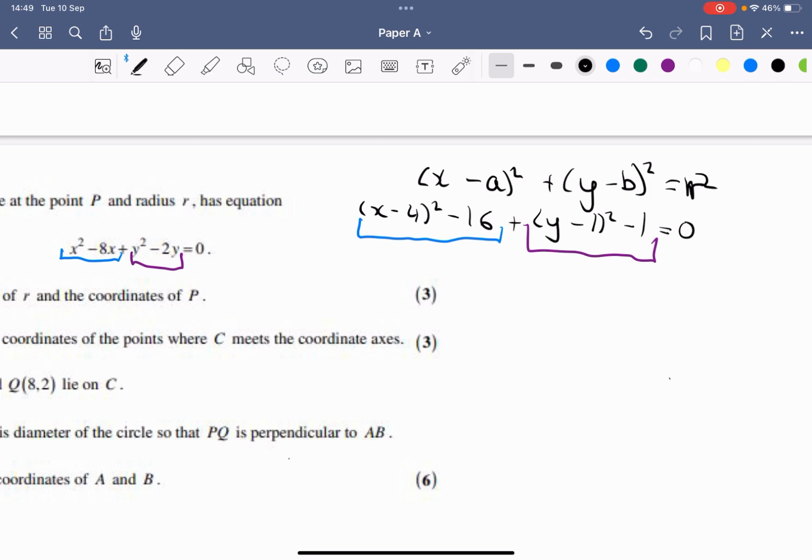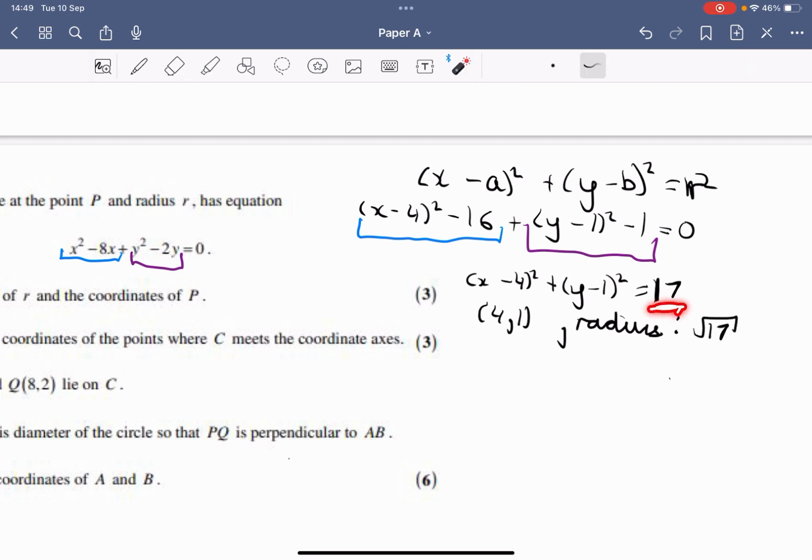Now I'm going to bring over to the other side the 16 and the 1. So we get, and from here we can work out that our center is (4, 1), and that stems from this 4 here and this 1 here, and our radius is root 17. Okay, and that's because this is equal to r squared.